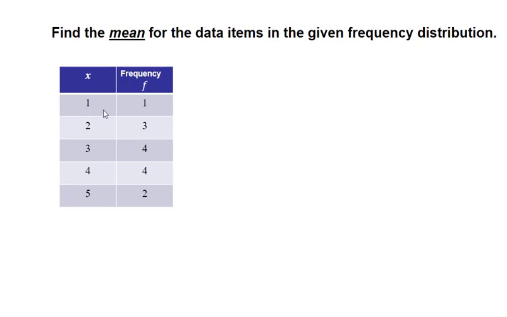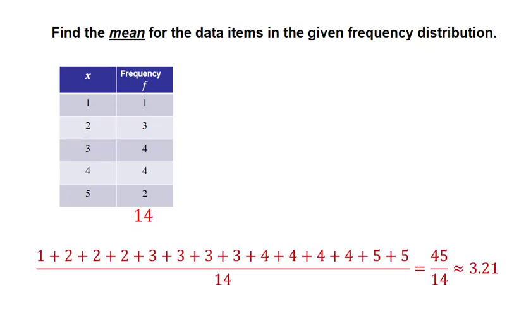How often does 1 show up? Well, just one time. How often does 2 show up? 3 times, etc. So there are 14 data items here. So now I'm doing this the long way. So I have 1, and then there are 3 2s, 2 plus 2 plus 2.